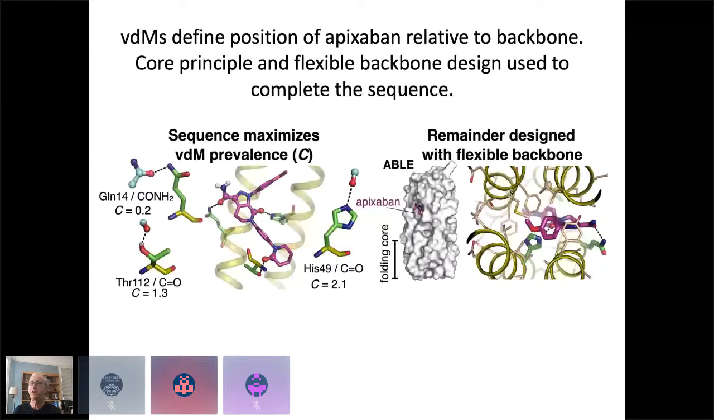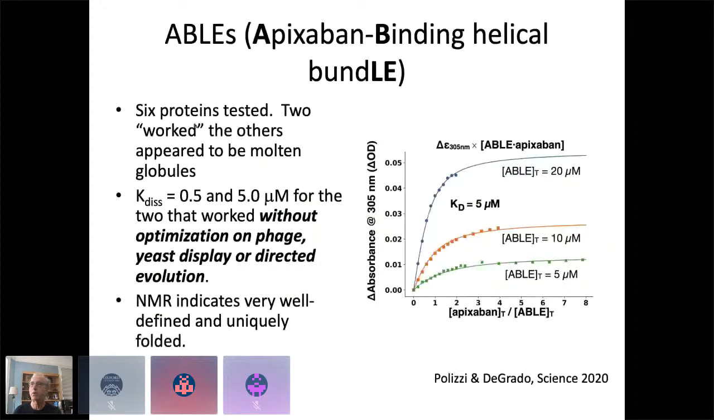We made 6 proteins, and 2 of them worked from the perspective of binding, one with a 0.5 micromolar KD and the other with a 5 micromolar KD. These were the only 6 that we made, and there was no need for optimization on phage or yeast or directed evolution to get to this point. Moreover, this was the first time where we were able to go directly from a design from a computer to a crystal structure, as you'll see, of the complex.